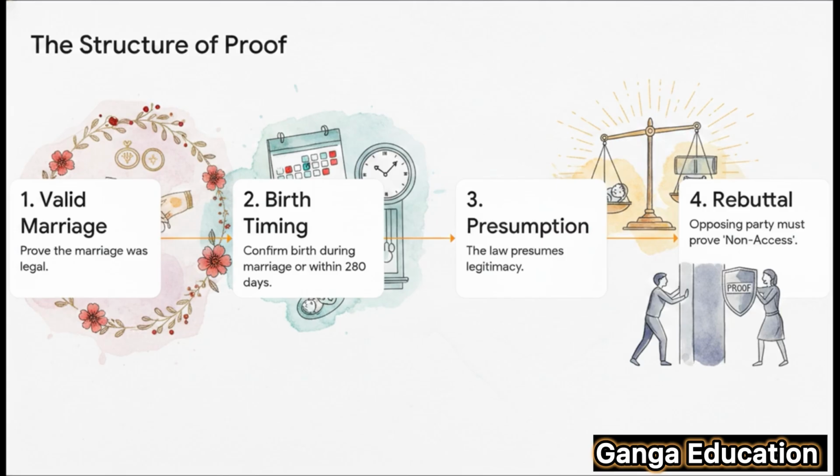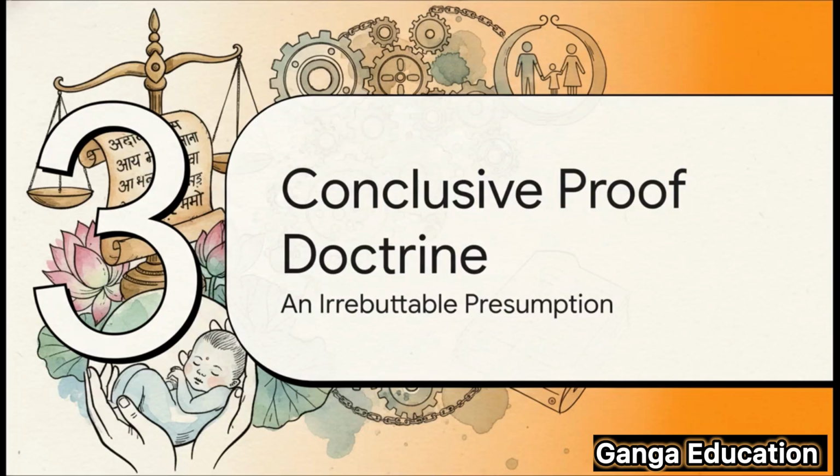Confirm the child's birth timing fits the criteria. As soon as those two things are proven, bam, the law automatically presumes the child is legitimate. The only way to challenge it is for the other party to then prove that one exception, non-access. Now, let's talk about the real power behind Section 114.